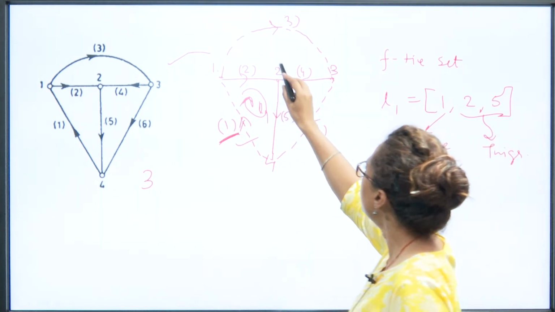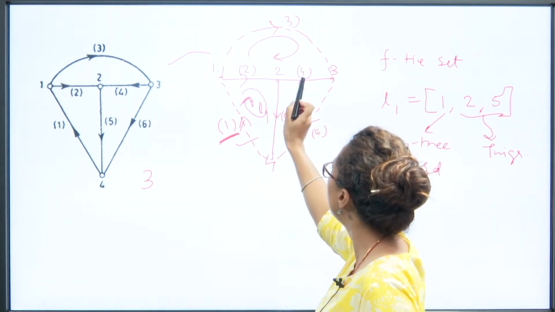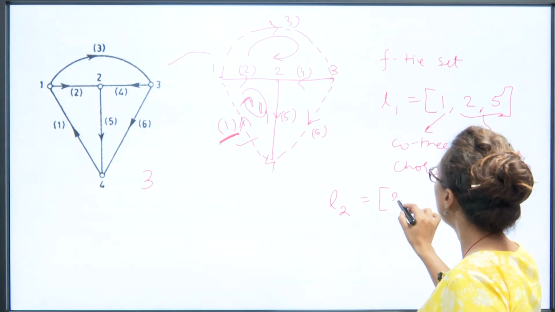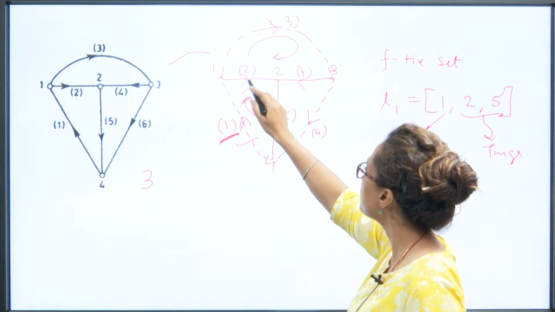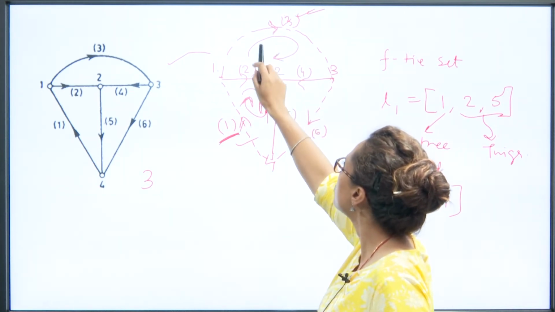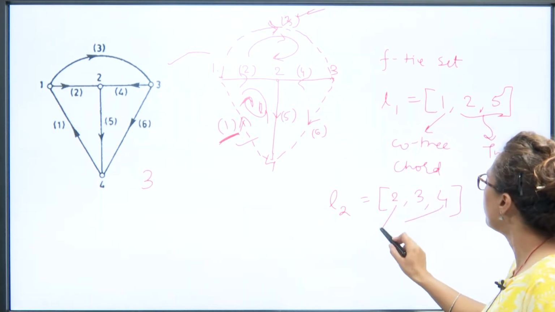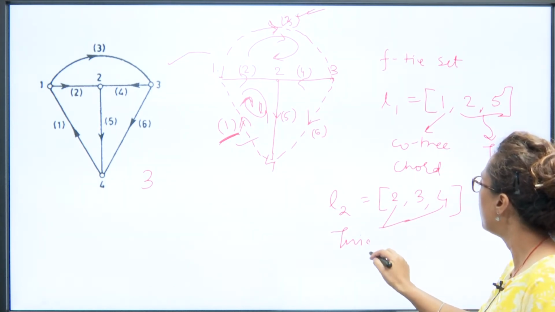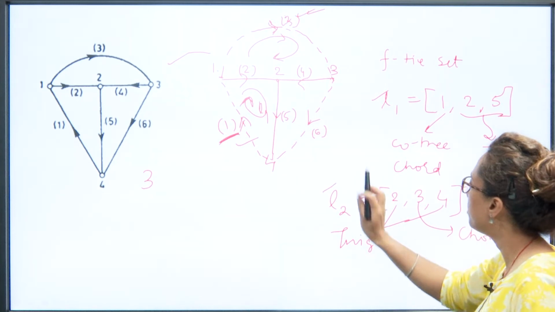Similarly, if we take this loop, loop means closed path, it contains 2, 4 and 3, that is loop 2. We can say this loop 2 contains the branches 2, 3 and 4, right? And the direction of this fundamental loop or F tie set is the same as the direction of your chord, right? It is the dashed line which has this direction. So this fundamental loop's direction is also like this. So 2 and 4 are the twigs, and the third is the chord, right?